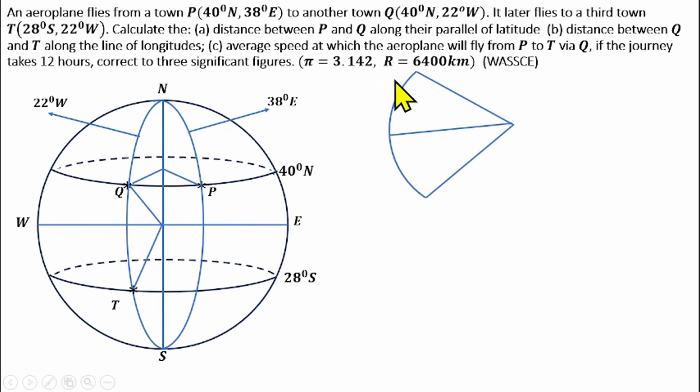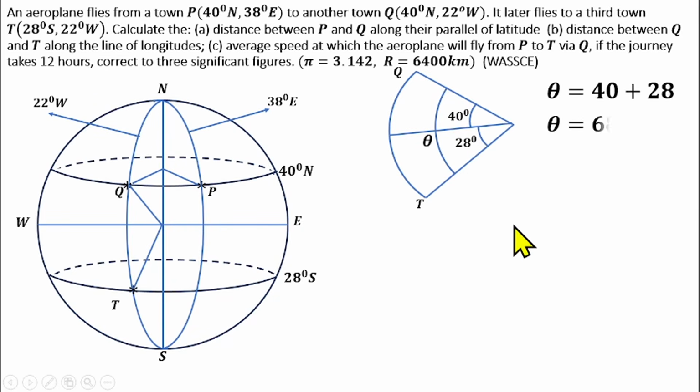That means my Q will be here, my T will be here also. That means the line at the middle will be the origin of the angle. So from the origin to point Q, the angle there is the latitude that Q is on, which is 40 degrees. Then from the origin to the point T, the angle there is 28 degrees, which is the latitude here. So the total angular distance will be the total angle between them. That will give us 68 degrees.